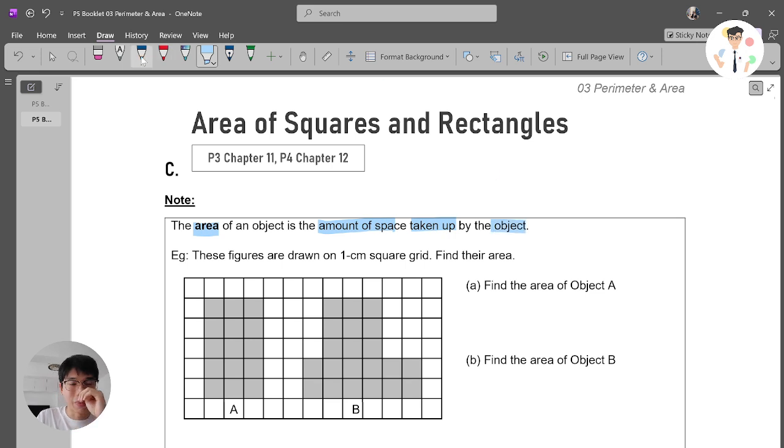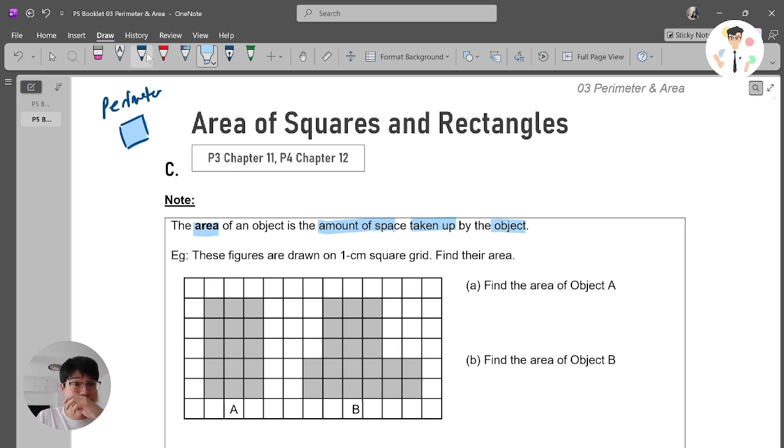Now, when we talk about perimeter, it is talking about the outer length, here, for example. But area is talking about this whole part that is being taken up. That is called area. Okay?